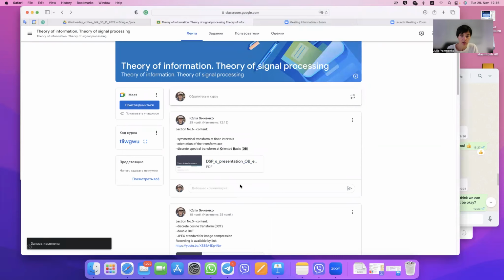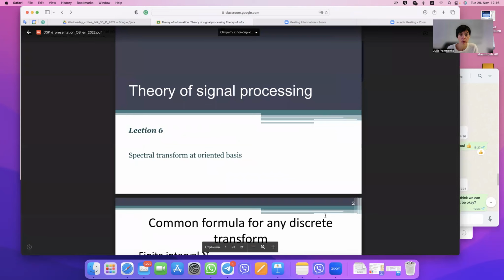And so I will open this presentation and start my explanation concerning this. And after I finish, the recording will be available by the link that will also be put here. Okay, so we are going to start investigating a new method of spectral analysis.